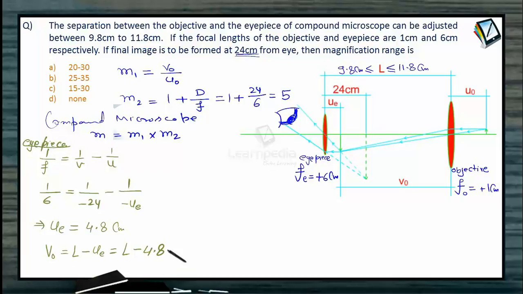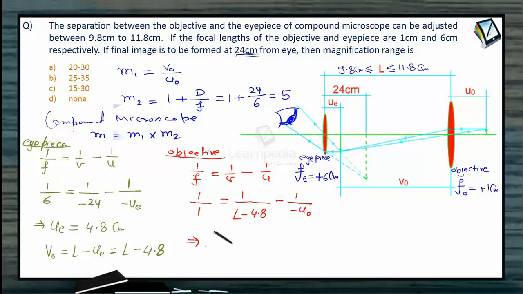So for this particular V naught, what should be U naught? Because for magnification we need V naught upon U naught. So let's apply the same lens formula for the objective lens. We have 1/F = 1/V − 1/U. So 1/F, F is plus 1, is equal to 1/V. For the lens, V is plus V naught, V naught is L minus 4.8, minus 1/U. U is minus U naught. Okay, so the value of U naught can be calculated from here.